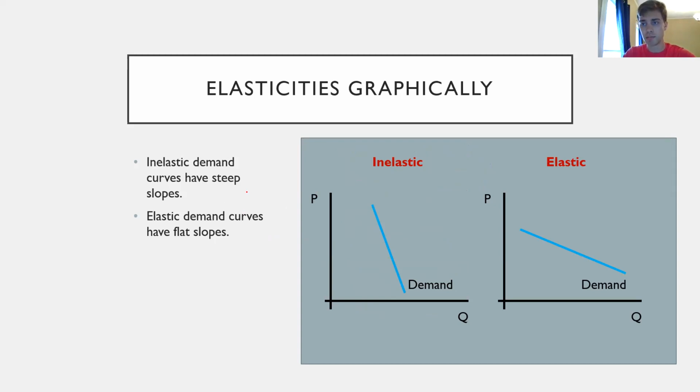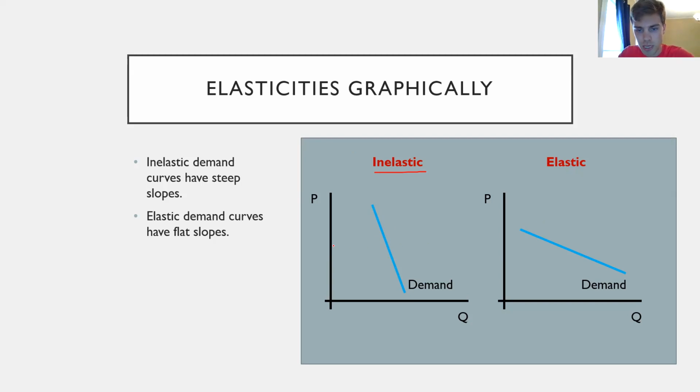So the steepness of the demand curve is going to tell us something about the elasticity of demand. Inelastic demand curves have steep slopes, so this curve is inelastic. We know this because the slope is steep. Basically, this is telling us that the quantity demanded is relatively unresponsive to a change in price. I'll show this relative to the elastic demand curve, which is much flatter.